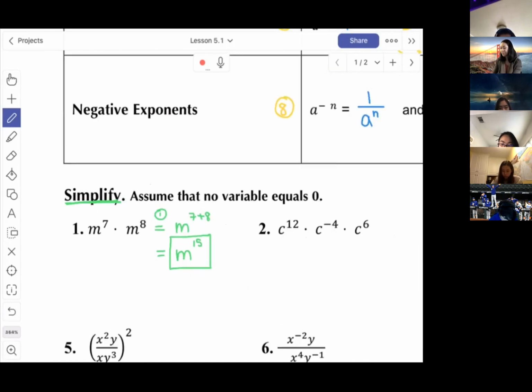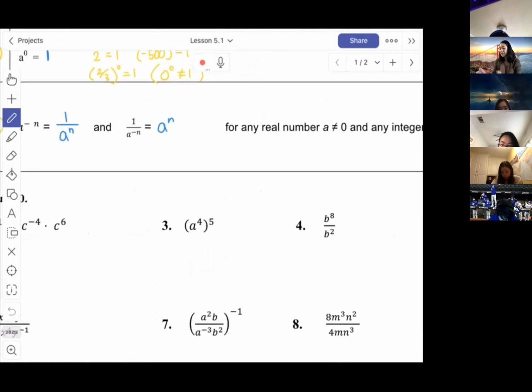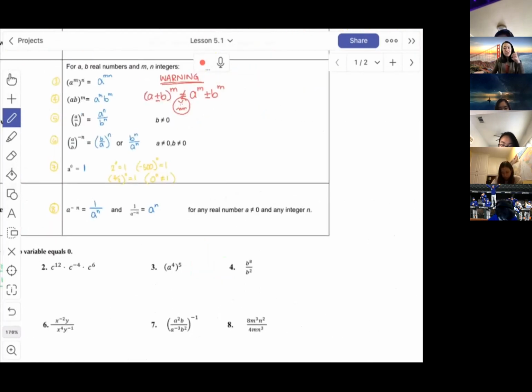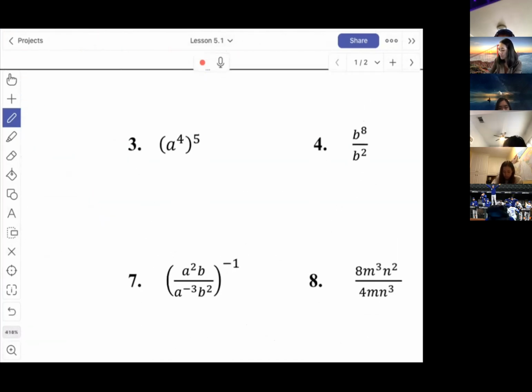On your work on the quiz, you don't have to do that. This is just for studying purposes. I'll save number 2 for you guys. Number 3, I have an exponent to another exponent. So this is property number 3. So I'm going to multiply those exponents together. So property number 3 allows me to make this a to the 20th. And that's it for number 3.